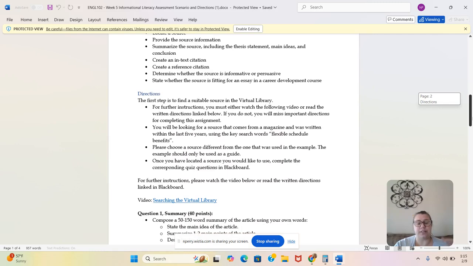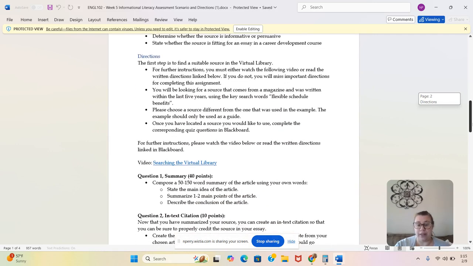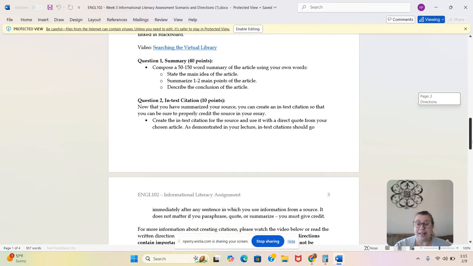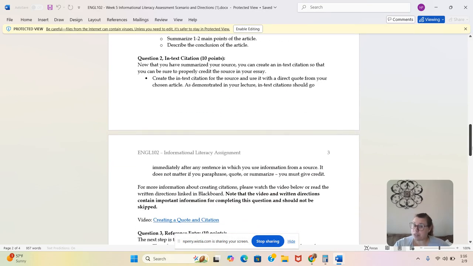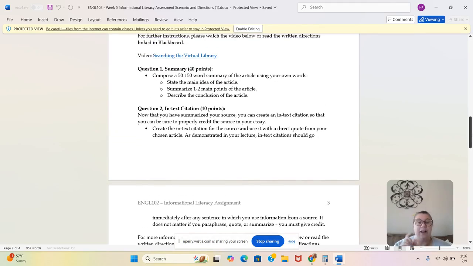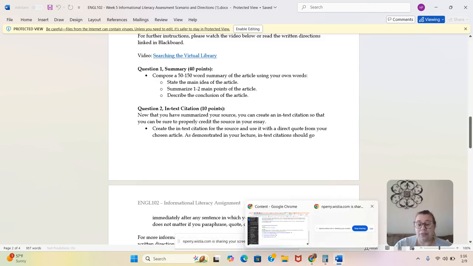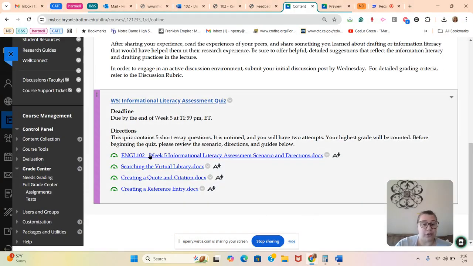There are different directions on how to find this. The questions are here for you. It has exactly what you're going to need to do. Personally, I would recommend writing it separately and then copying and pasting it into the source itself. Once again, you have the different information, the sources that are there. Please make sure that you look through all of these, searching the library, creating a quote, creating a reference.